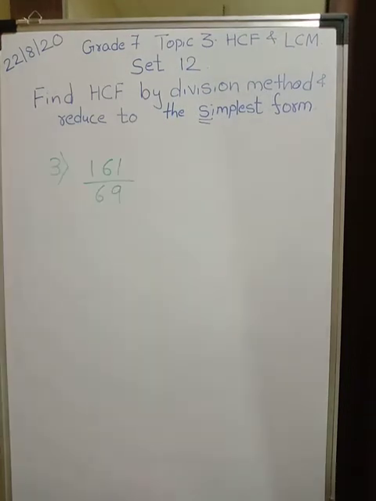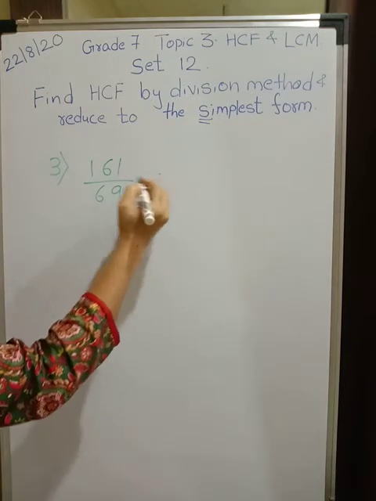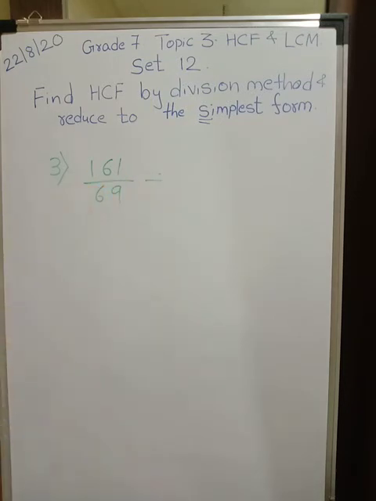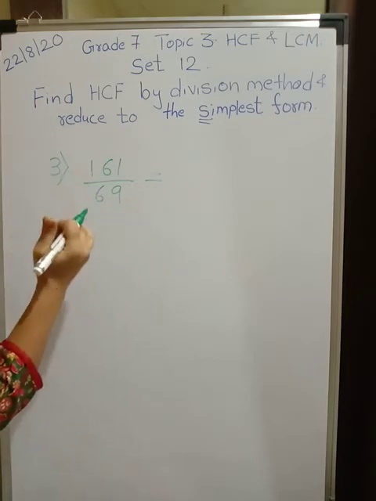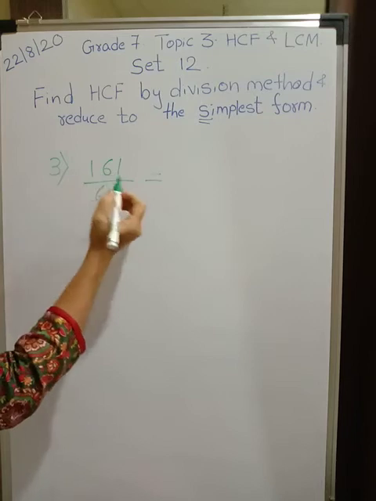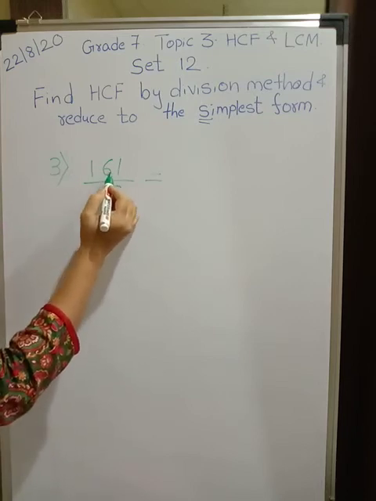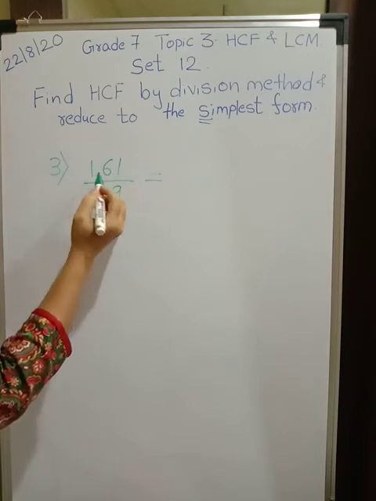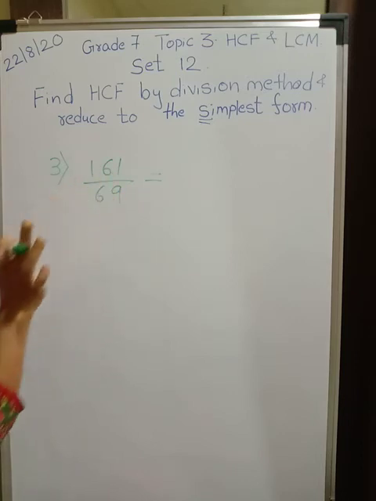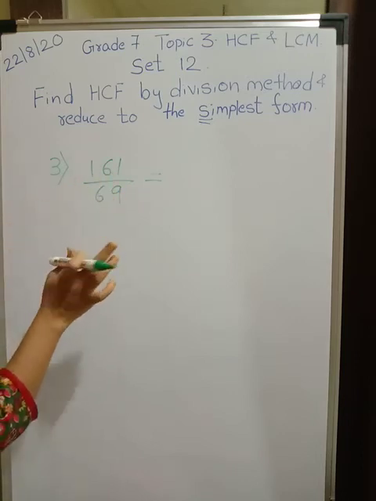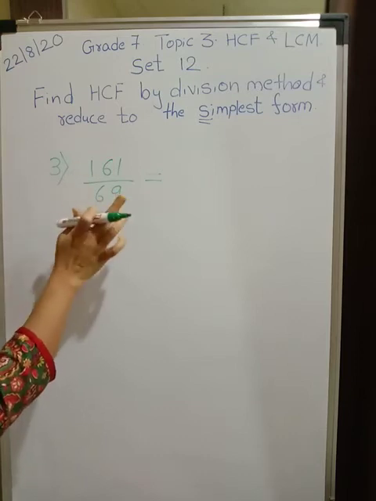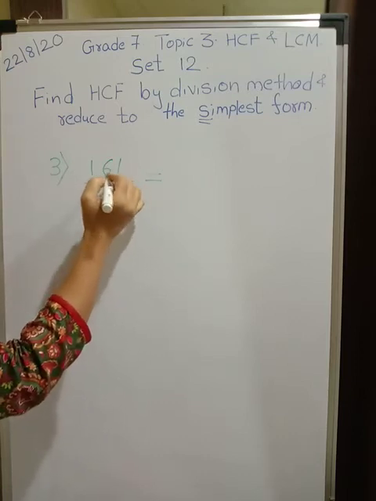This is your third problem, 161 upon 69. Now see students, if you feel it difficult, directly I don't know which table it is going. So what I will do, I will break up this number into reduced form by multiplying it. For example, I know this is not divisible by 2. 3 also, 6 plus 1 is 7 plus 8, 8 is not divisible by 3. 4 also it is not divisible. 5 also not. 6 also it won't.